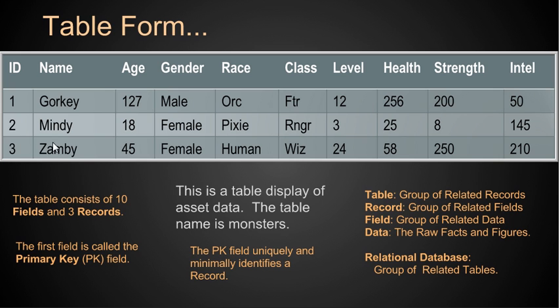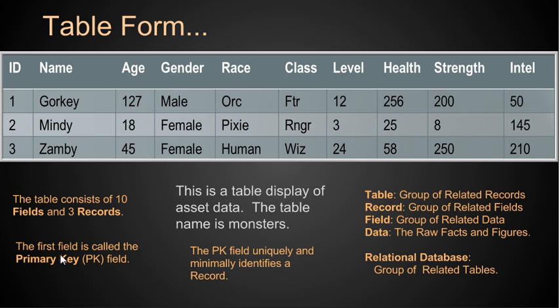So records read from left to right. These are called fields here. Like this is the gender field. This is the race field, the class field, and so on. So the table consists of 10 fields, 1, 2, 3, 4, 5, 6, 7, 8, 9, 10, with 3 records within this table.